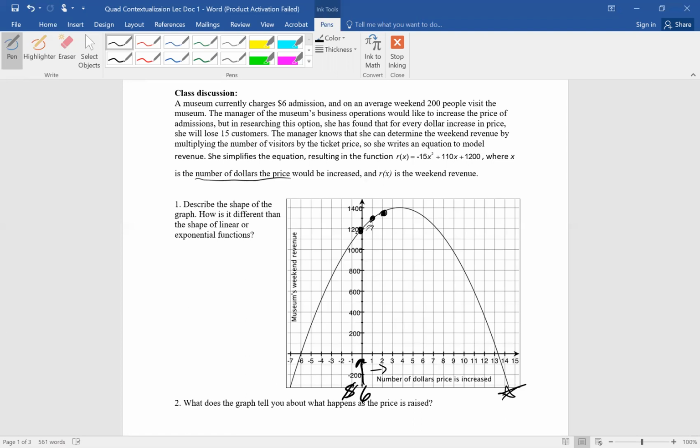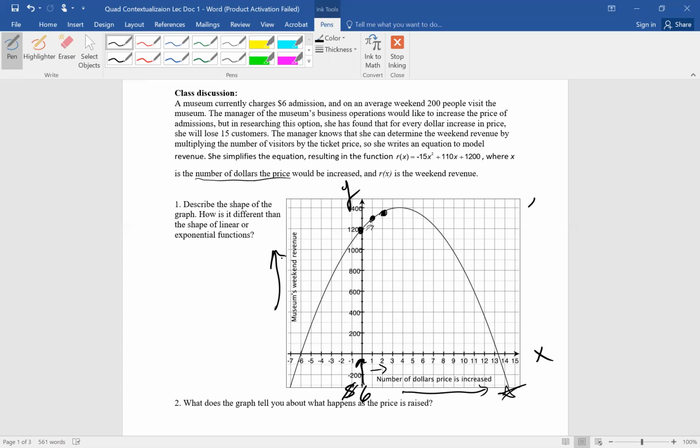Notice these points as I'm speaking, I'm talking about what x is and what y is. And in these cases going forward, we're not going to have an x or a y. We're just going to have an input or an output. Or in this case, the number of dollars you're going up and the revenue that corresponds with that for the y axis. So if you're looking at that graph and look at number one, it's just going to say describe the shape of the graph.